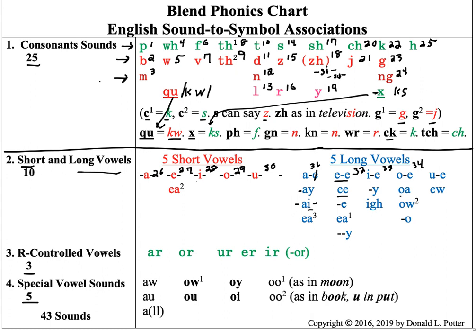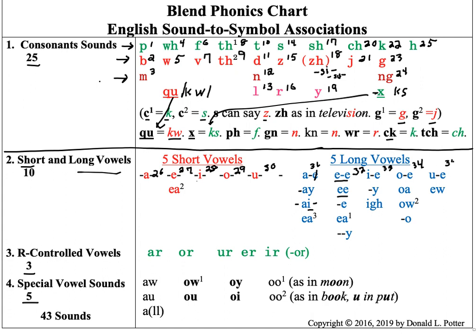Then you have O-A. This is O-W as in low, or mo, and we call it the second sound, reserving ow for the first sound. And then we have o like the end of a short word like no, go.